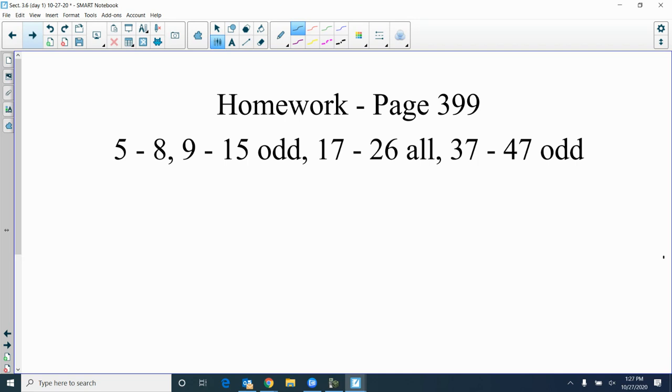So page 399. On 5 through 8, those first ones are actually on the bottom of the page. Don't get tricked into doing the ones on the top. They're not homework problems. They're actually other examples from earlier in the book. Do not do the ones on the top. Do the ones on the bottom.